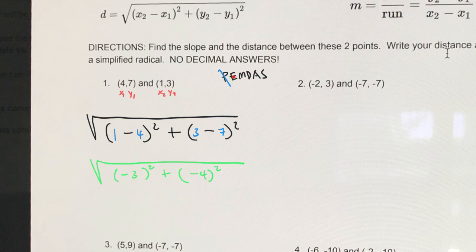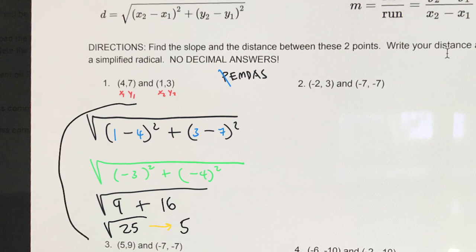Now we're going to move on to exponents. And exponents, that says apply the exponent. So we're going to apply that exponent. When we apply the exponent of 2 to negative 3, it becomes 9. And don't forget the plus. When we apply the exponent of 2 here, that's going to be negative 4 times negative 4, which is positive 16. So that is going to become the radical, aka square root of 25. Now, what is the square root of 25? The square root of 25 is 5.